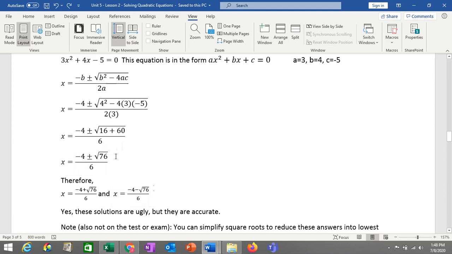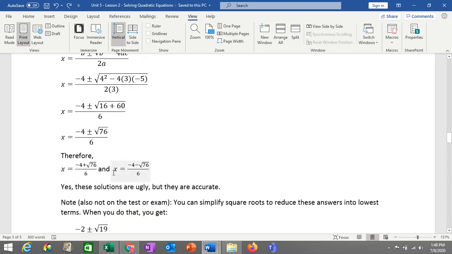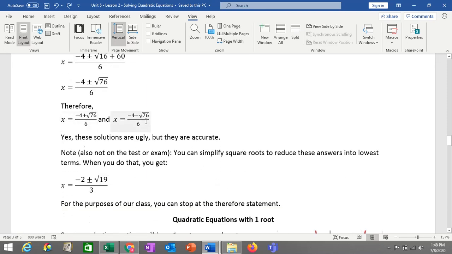And you don't need to convert them to a decimal. This form is more accurate, right? It's an exact number because root 76, 76 is not a perfect square. It's irrational. So if you change this into a decimal, you're going to be rounding it. So if you leave it in this form, it's in its most accurate form. Yes, these solutions are ugly, but sometimes that's just the way it is. They are the correct solutions. Okay, so if you put this as your answer, you would get full marks for the question.